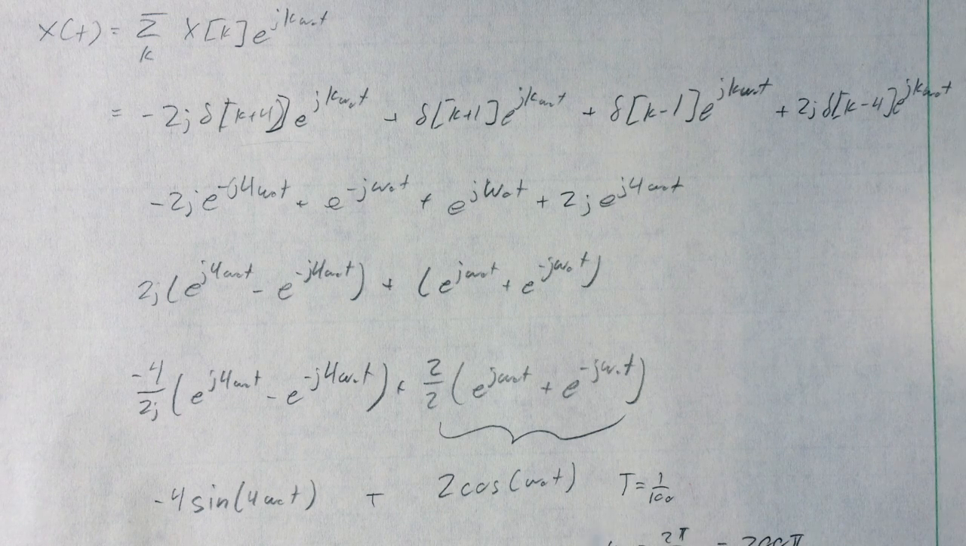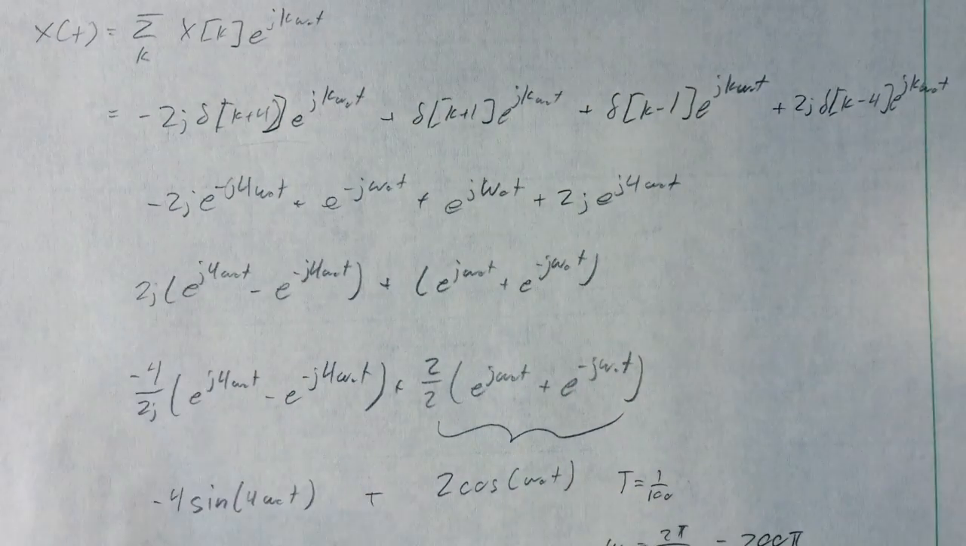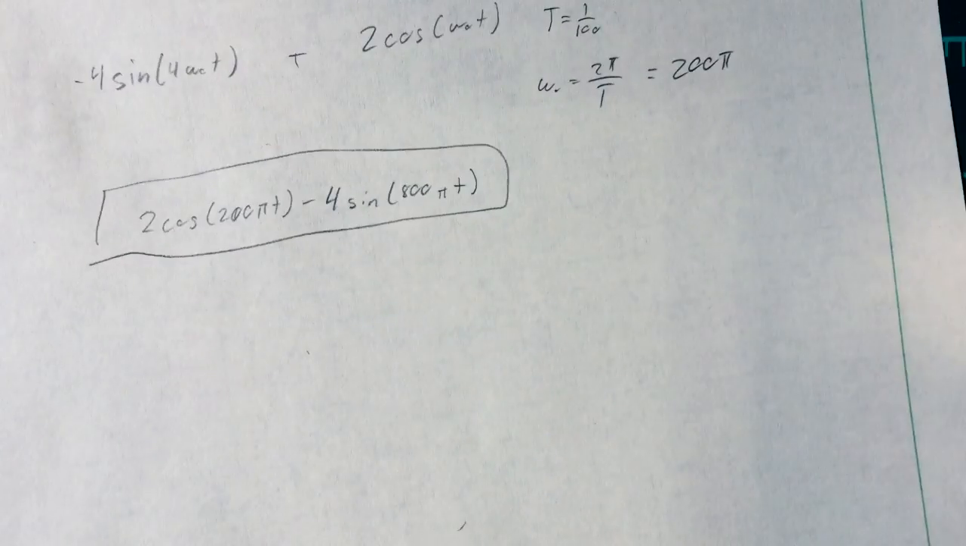And so we plug it in to our function right here, and we get 2 cosine 200 pi t minus 4 sine 800 pi t, right? 200 times 4, 800 pi t. And there's our x of t.